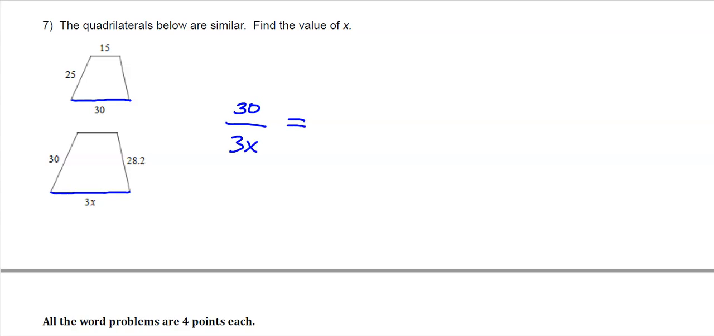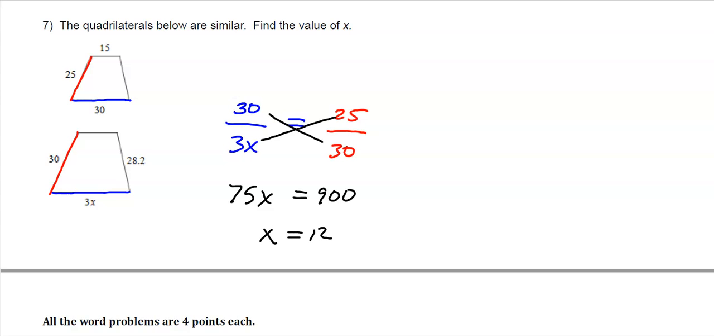And then it looks like I have to pick this side, because that's the only part where I have both pieces. So 25 over 30. Little cross multiply action coming here. 75x equals 900. Boom. So we go 900 divided by 75. Bam. Looks like x equals 12.